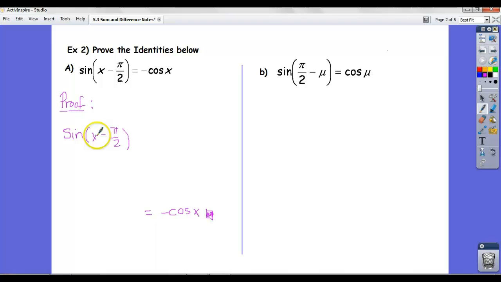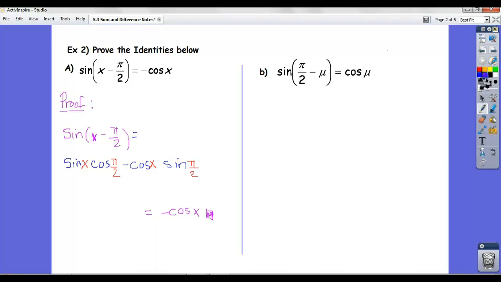So it doesn't seem like there's much to do, except now that we have a difference identity, and this is the sine of a difference, we can use the formula. So I'm going to spit out the phrase, this equals sine cos, same cosine, and now I'm going to put in the values x, pi over 2, x, pi over 2.